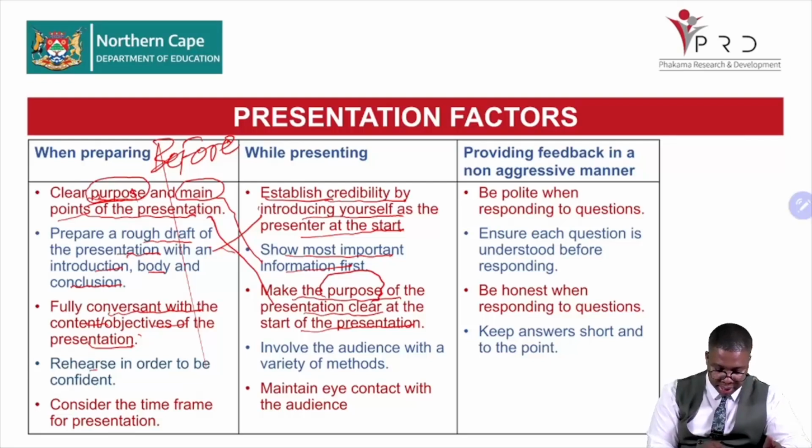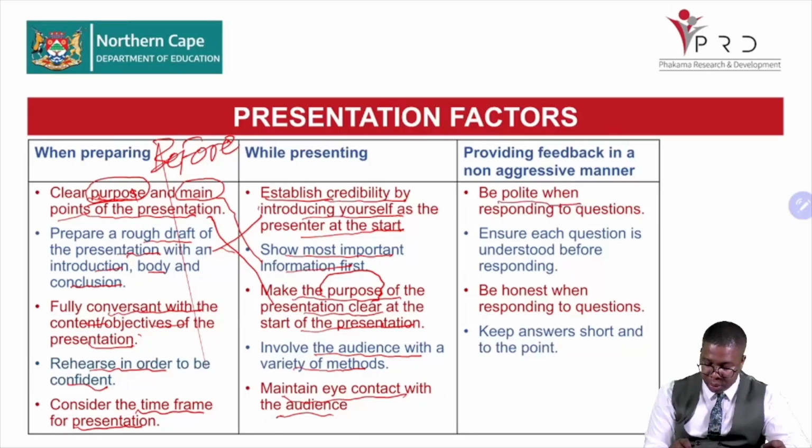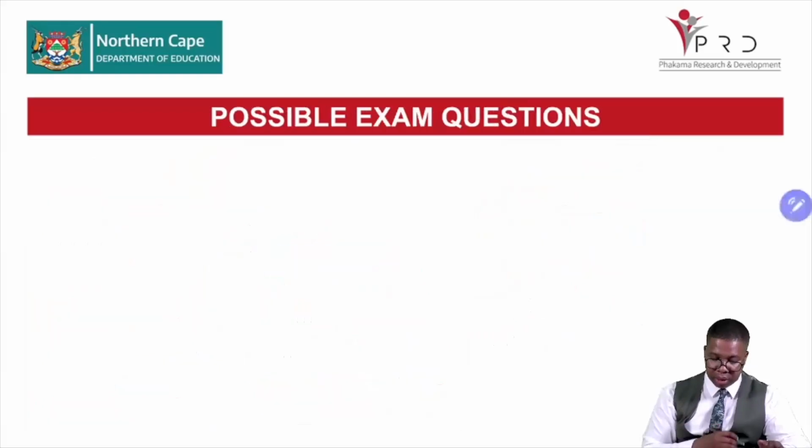And then rehearse in order to what now? To show confidence. Hence, that would help the presenter to maintain eye contact with the audience during the presentation, and consider the time frame for the presentation. And then here it says involve the audience with a variety of what? Methods. Then when we look into providing feedback in a non-aggressive manner, be polite when responding to questions. Ensure that each question is understood before responding, and then be honest when responding to questions and keep answers short and to the point. Those are your presenting factors.